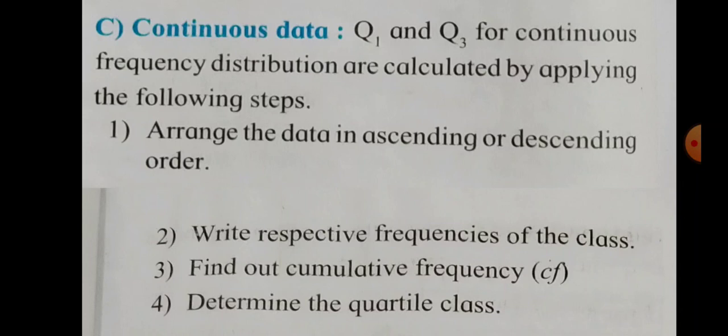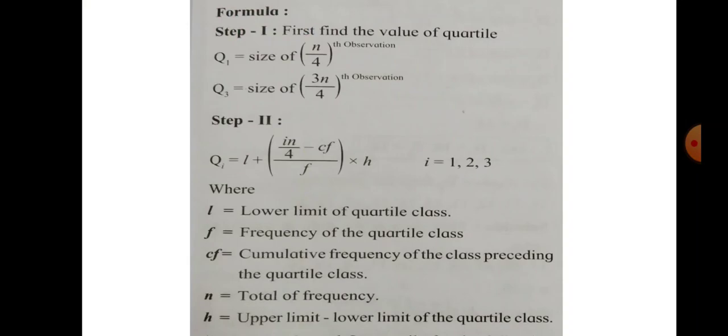Q1 and Q3 for a continuous frequency distribution are calculated by applying the following steps. What is the first step here? Arrange the data in ascending or descending order. Number 2, write the respective frequencies of the classes. Number 3, find the cumulative frequency. And number 4, determine the quartile class. You have to determine the quartile class first.